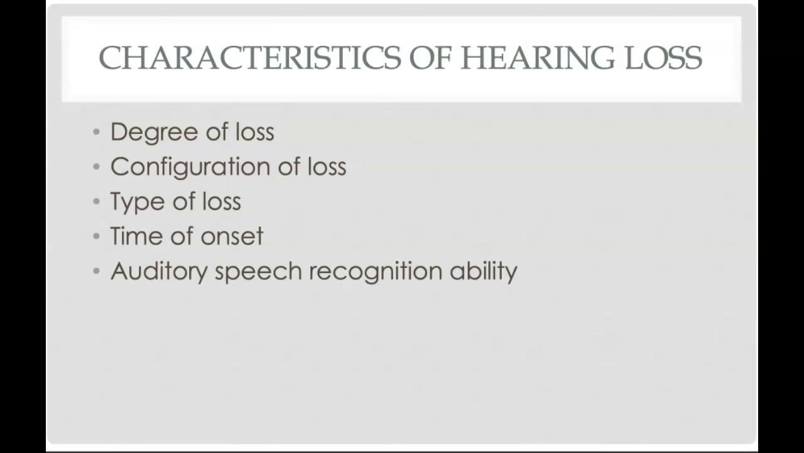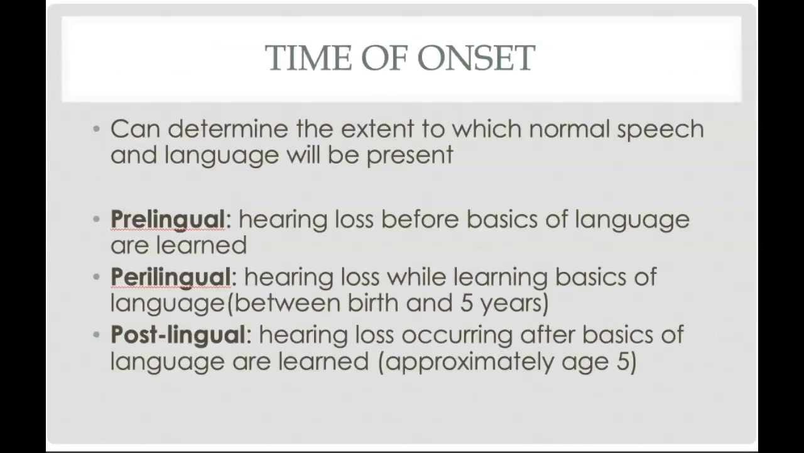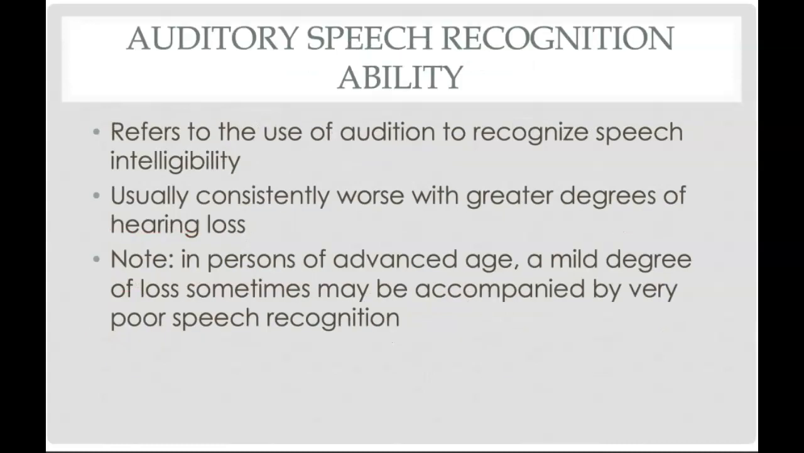And we talked a little bit about the onset, and the onset of use of hearing aids and how that's important. So prelingual hearing loss occurs before basic language structure is developed. Perilingual is kind of during that time, and then postlingual is after the basics of language are learned, and they say 5. Of course, that's up for debate. People will talk about that. But postlingual is after they've learned language fairly well. Just think of it that way.